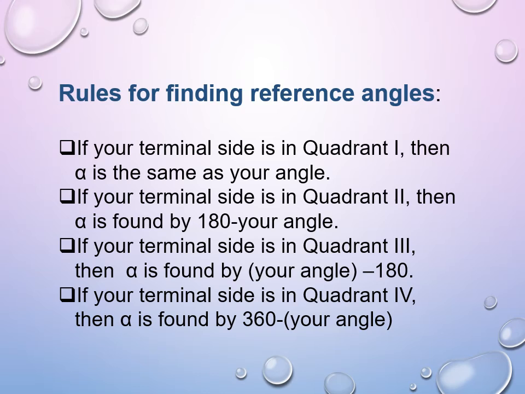If your terminal side is in quadrant 2, let's say that I get 105. 105 is in the second quadrant, just to give a little example. On the first one we said if it's in quadrant 1, then it's the same angle.